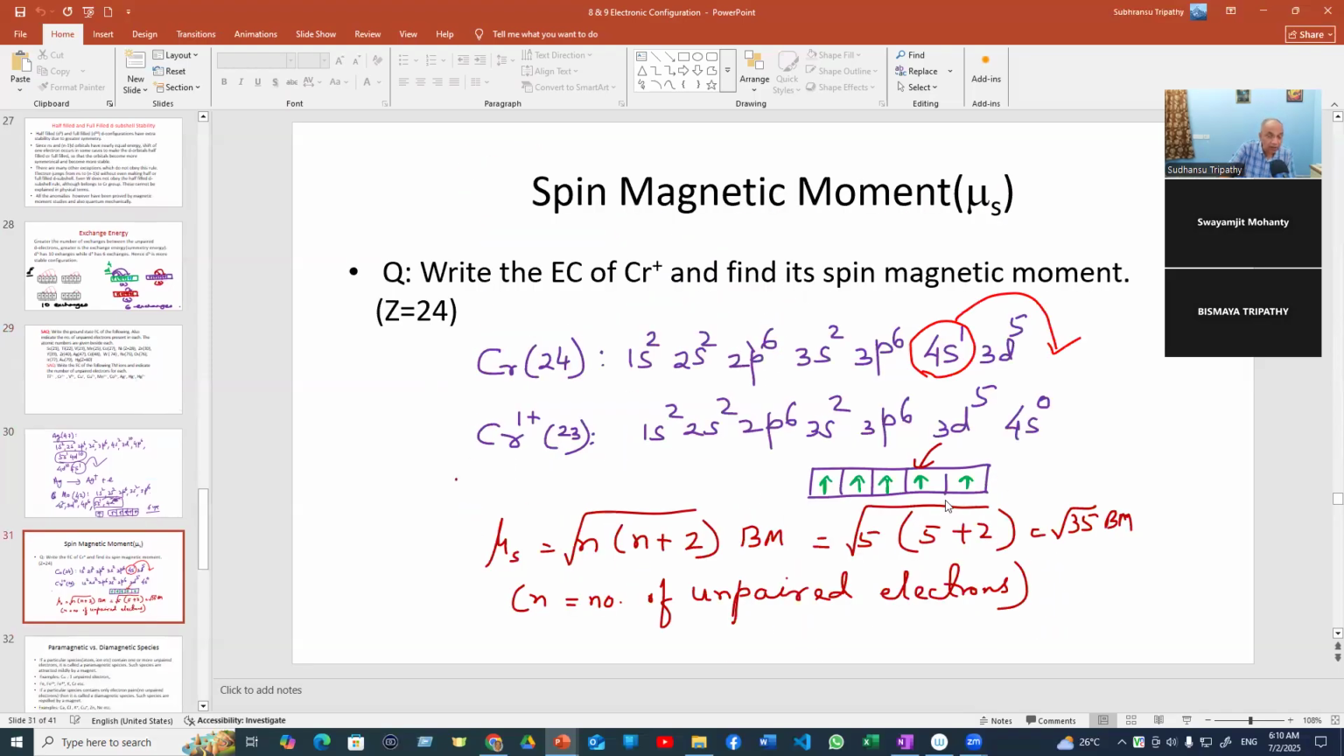And in some cases, I asked you to find the spin magnetic moment for chromium plus 1. Chromium is 24 and it is 4s1.